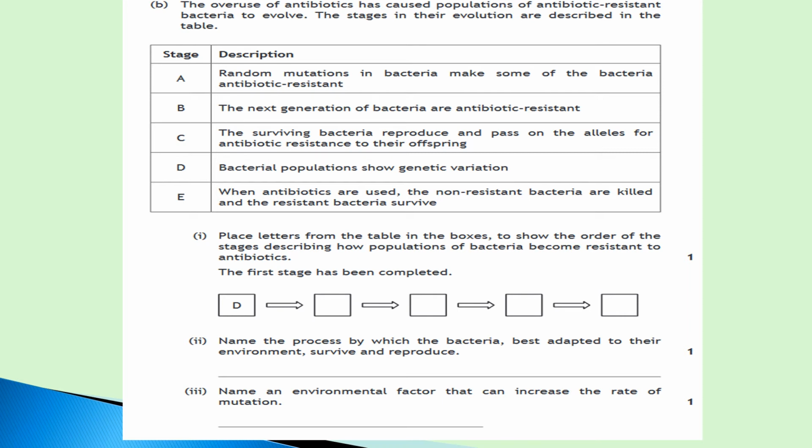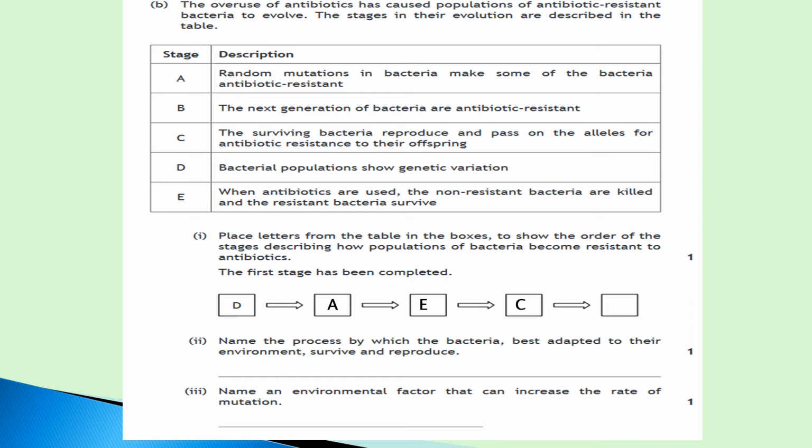So pause the video and try to come up with the answers before I go over it. So the answer would be that it goes D, bacterial populations show genetic variation. And then it would be A, so random mutations in bacteria make some of the bacteria antibiotic resistant. Then it would be E, when antibiotics are used, non-resistant bacteria are killed and the resistant bacteria survive.